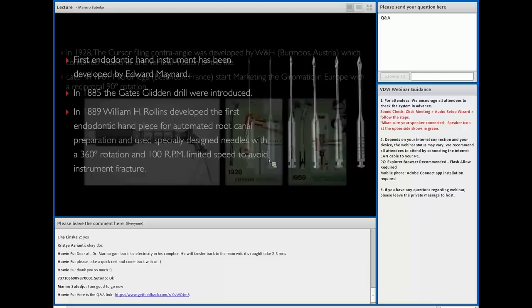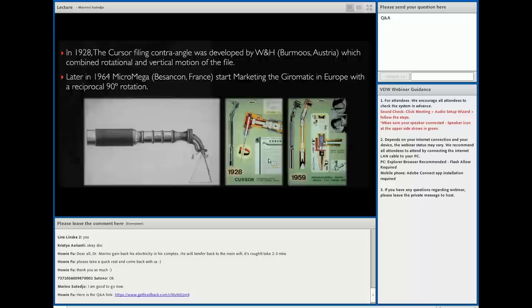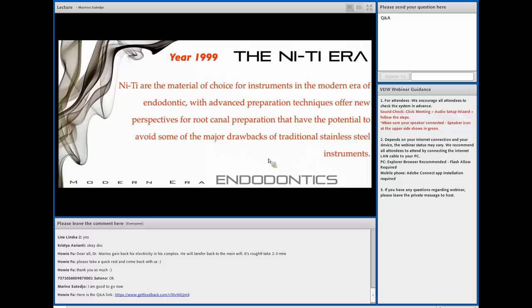And this continued in 1928, when there was a contra-angle by W&H. Also in 1964, Micromega came up with the Giromatic. I think some of you maybe know about the Giromatic. Giromatic already had reciprocal motion in its directions. And then we came to the year 1999.